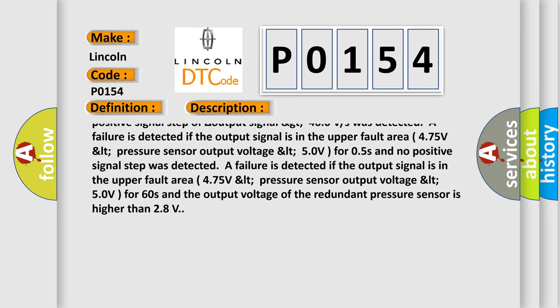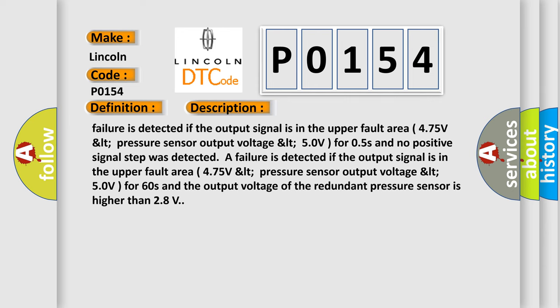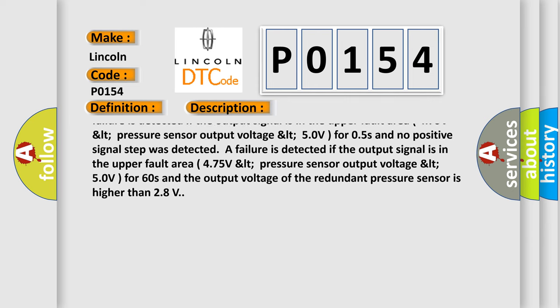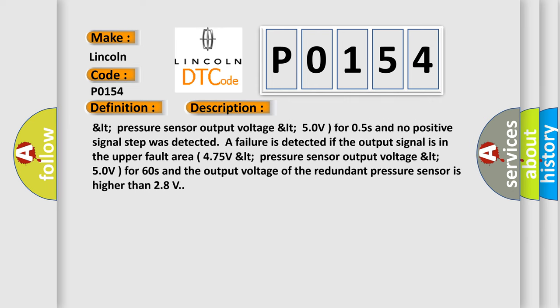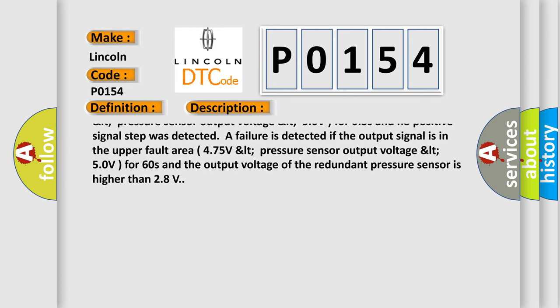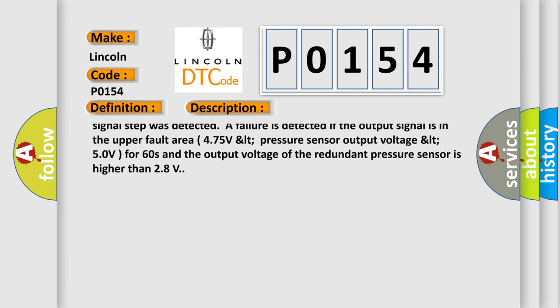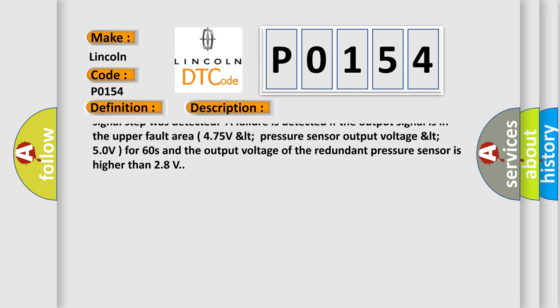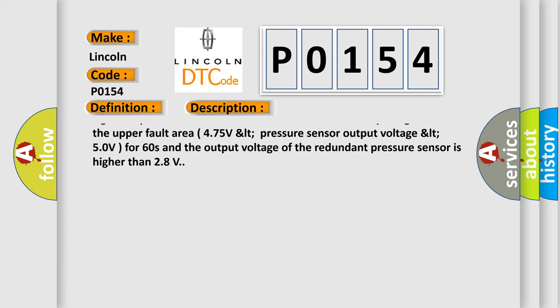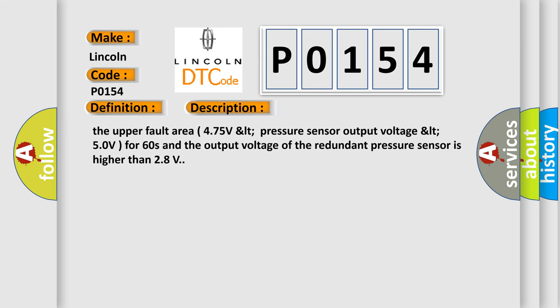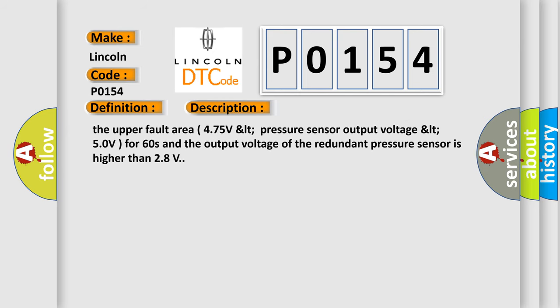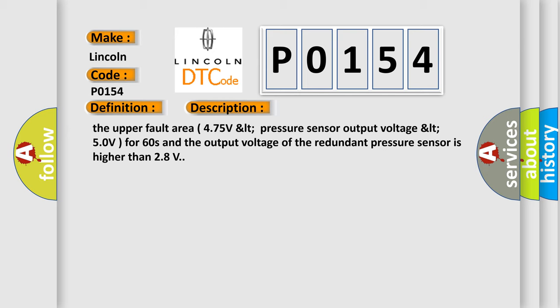A failure is detected if the output signal is in the upper fault area 4.75 V < pressure sensor output voltage < 5.0 V for 0.5 s, and no positive signal step was detected. A failure is detected if the output signal is in the upper fault area 4.75 V < pressure sensor output voltage < 5.0 V for 60 s, and the output voltage of the redundant pressure sensor is higher than 2.8 volts.